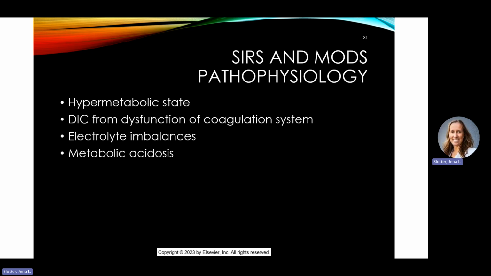I'm not going to go into this in too much depth, but we're really focused on that hypermetabolic state. We need to remember that our body is working so hard to compensate that we are in this hypermetabolic state. We will see DIC because of the dysfunction of the coagulation system. We're going to see electrolyte imbalances, and a lot of metabolic acidosis in these patients.